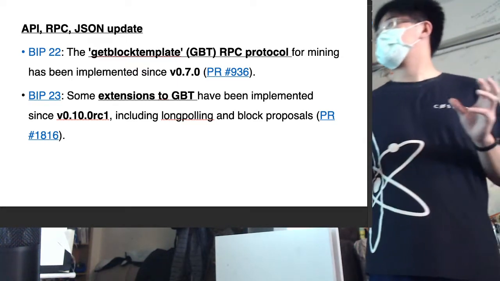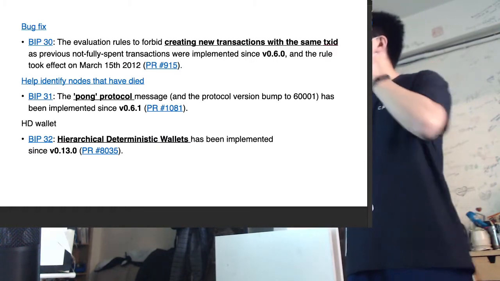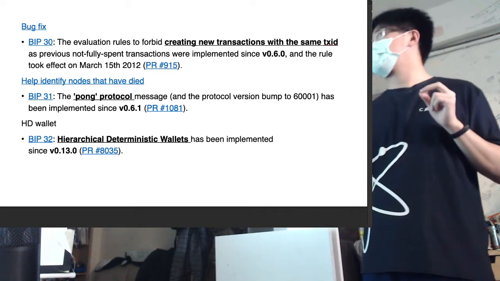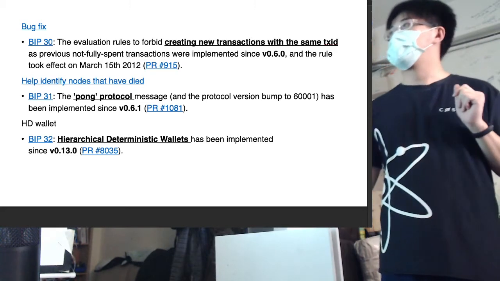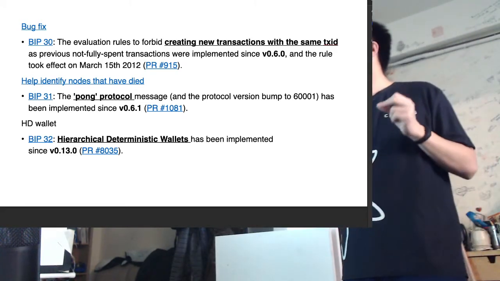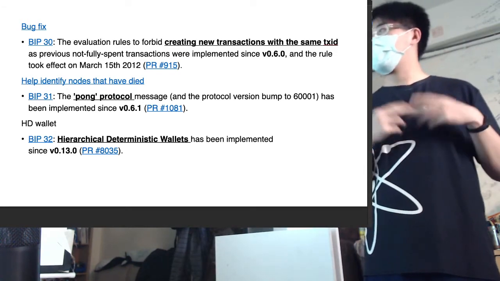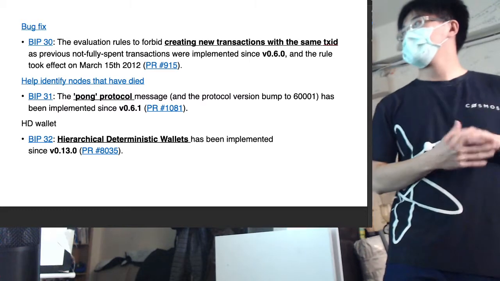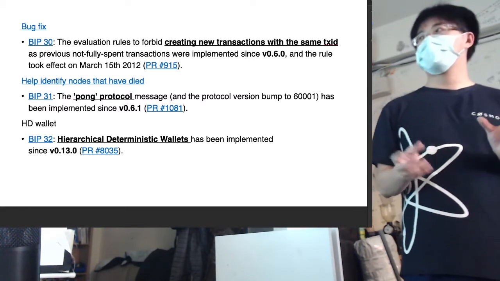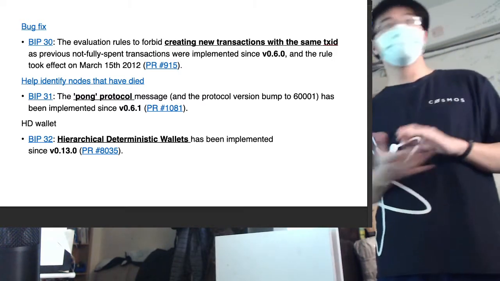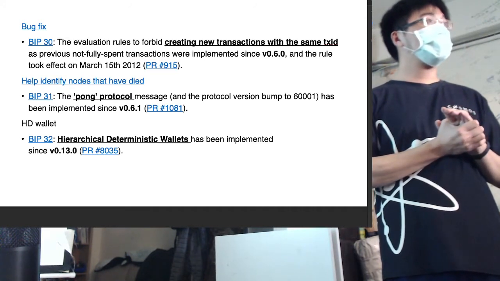Okay. And in BIP 30, we could create a new transaction with the same transaction ID. So it fixes this problem, and that is BIP 30. Just fixing a problem. And BIP 31 helps identify a node that has already died. We use ping to know whether this node has already died, but they just changed the name, calling it Pong. How can you, well, it might just be off and then they turn on again. So how do you decide it's dead? Ping again.